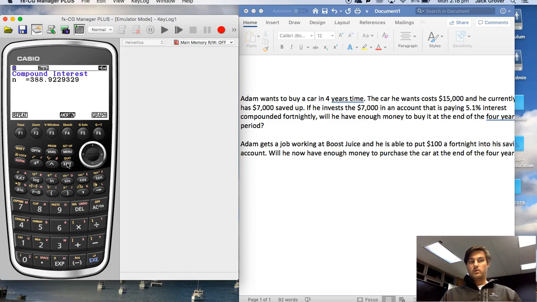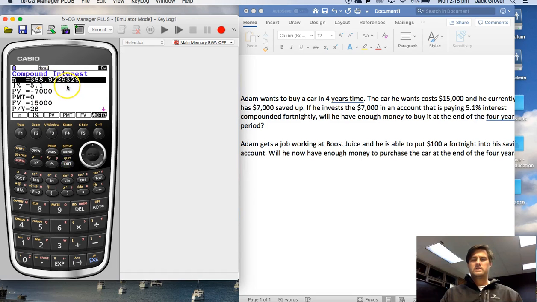Now, that is in fortnights. So if we wanted that in years or months, if we wanted it in years, we'd divide by 26. If we wanted it in anything else, we'd divide by that given time frame. It depends what the question's asking you for. If it's asking for years, which it will do most of the time, you can just divide by 26 if it's in fortnights, 12 if it's in months, and 52 if it's in weeks.